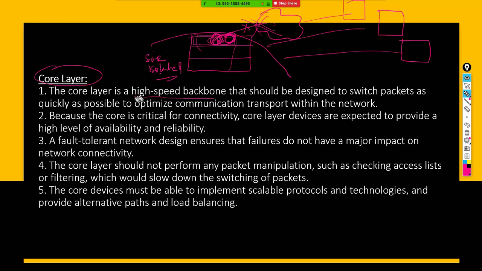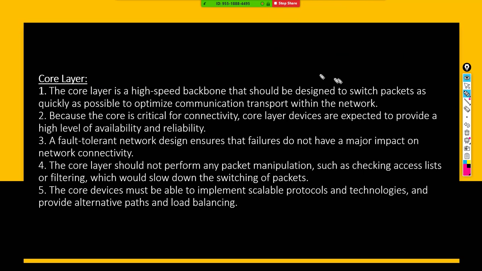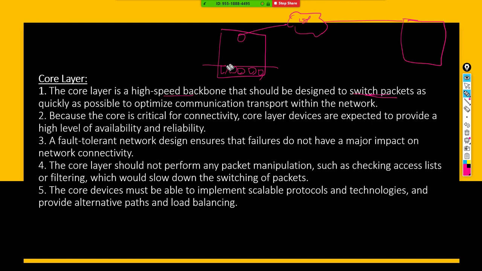So they must be a high speed backbone. The core layer acts as a backbone for these enterprise topologies. The main purpose of the core layer is to switch the packet. What do you understand by switching the packet? Let's say I have 10,000s of users here in my access layer, and I have a core router here which is directly connected with the ISP. Now if they want to communicate with another branch office, the traffic goes in this direction.